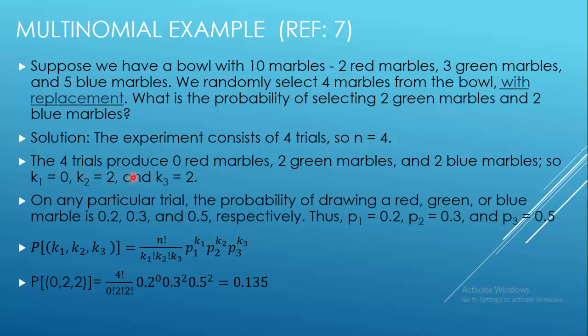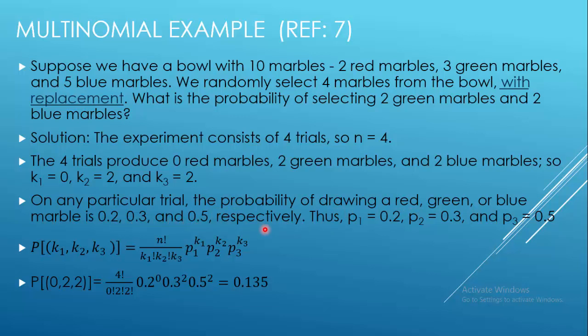The 4 trials produce 0 red marbles because here we are asking for the probability of selecting 2 green marbles and 2 blue marbles. So we are not talking about red marbles at all. We are not interested in red marbles. So the 4 trials produce 0 red marbles, 2 green marbles, and 2 blue marbles. So K1 is equal to 0, K2 is equal to 2, and K3 is equal to 2 also. On any particular trial, the probability of drawing a red, green, or blue marble is 0.2, 0.3, and 0.5.